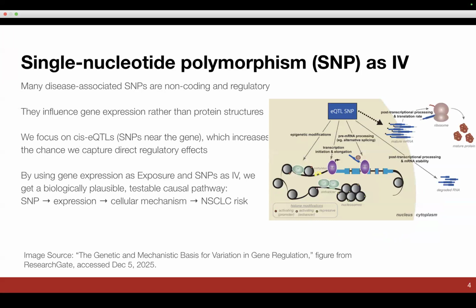In our case, we use single nucleotide polymorphisms, SNPs, as our instrumental variable. Many disease-associated SNPs are non-coding and regulatory, and they influence gene expression rather than protein structure. We focus on cis-eQTLs, which are SNPs near the gene, which increases the chance we capture direct regulatory effects. By using SNPs as an instrumental variable for gene expression as exposure, we get a biologically plausible and testable causal pathway from SNP to gene expression to cellular mechanism to non-small cell lung cancer risk.